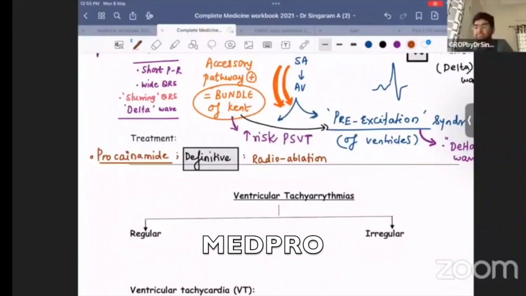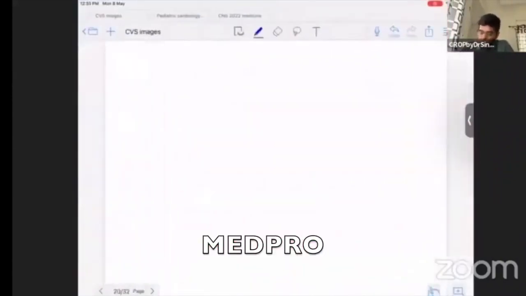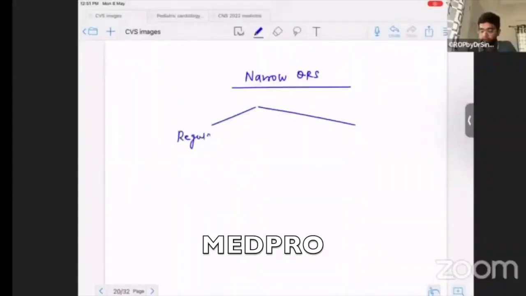What are they? Atrial flutter, atrial fibrillation, as well as PSVT. If I want to make a quick distinction between the three conditions, you don't need to write this separately, just for revision purposes. All the three arrhythmias which we have discussed have a narrow QRS. Narrow QRS, correct? And how do you divide these arrhythmias into regular rhythm and irregular rhythm? You don't need to write this, just listen. Regular rhythm, what are the two things? PSVT and one more was atrial flutter, correct?